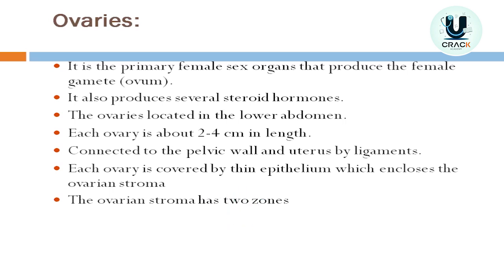The ovarian stroma has two zones: one is the peripheral cortex, and the other is the inner medulla.